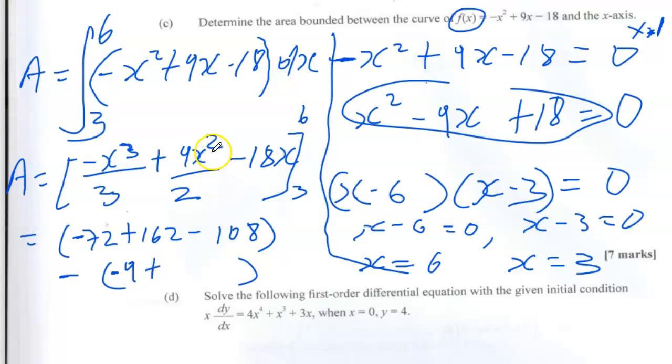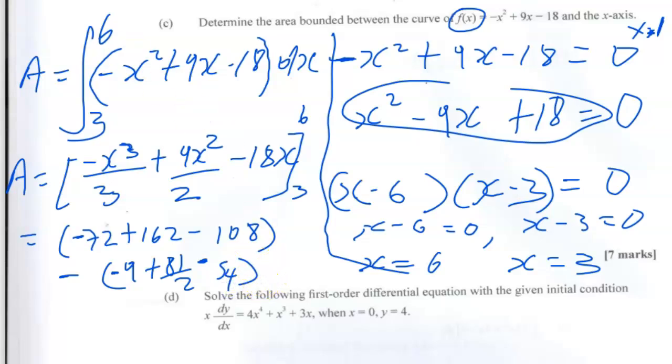Next one, so it's 9 times 3 squared. 3 squared is 9, so 9 times 9, that's 81. And 81, so it's 81 over 2, or let's look at it like 40.5. And then minus 18 times 3, so 18 times 3, that's 54.